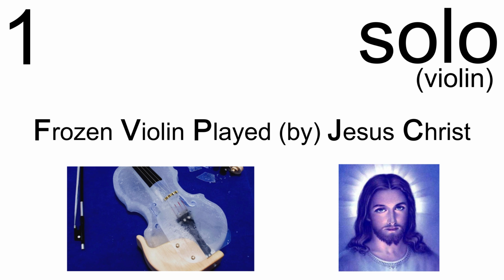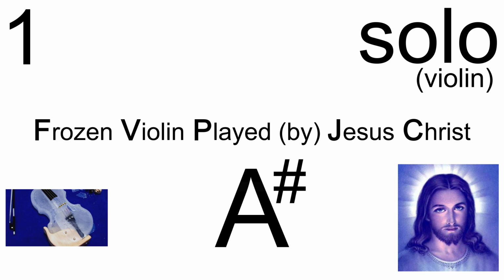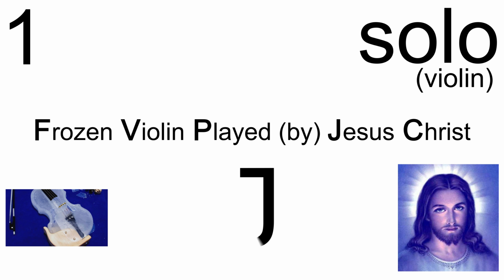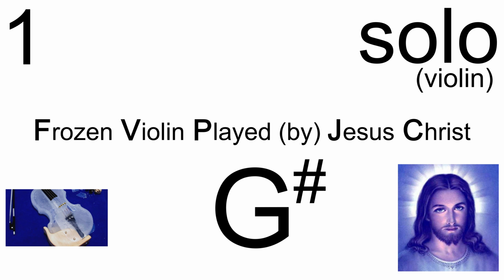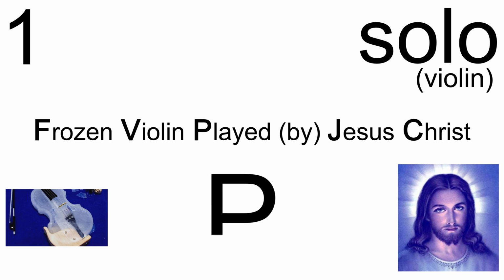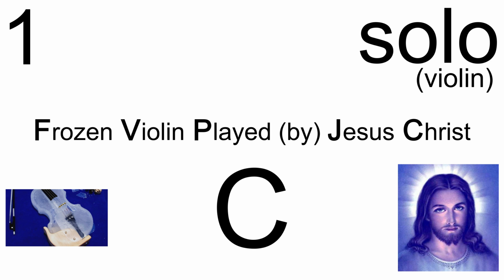Fret 1, frozen is F, violin, V, which turns into A sharp, played, P, turns into D sharp, Jesus, J, turns into G sharp, Christ, C. Think the phrase in your head and say the notes with me. F, A sharp, D sharp, G sharp, C, and then F again for the first string. So you will find yourself stopping and thinking between each note for the first few phrases. That's normal. That gets less the more you repeat this exercise.